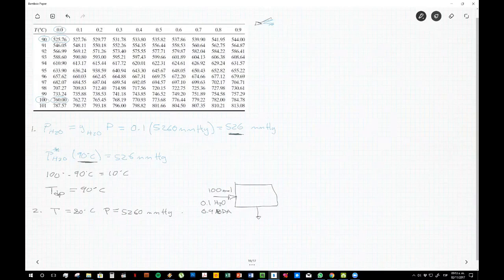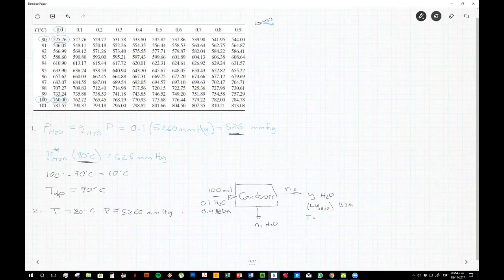Then if we have a condenser, we're going to have, of course, a certain amount of water, right? This is water. And the outlet is going to be the bone dry air and water, right? So we're going to have a fraction of water that we don't know right now. And we're going to have, of course, 1 minus y of water equal to the fraction of bone dry air, right?